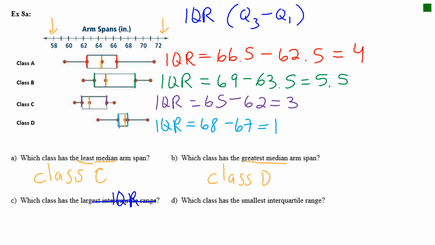So C says which one has the largest, the biggest value. So it looks like it's going to be Class B. And then which one has the smallest? That's going to be Class D.